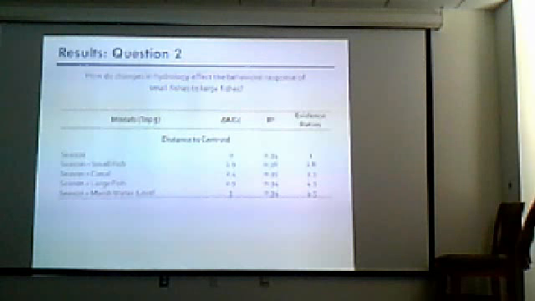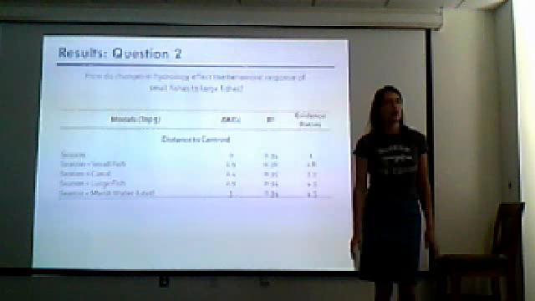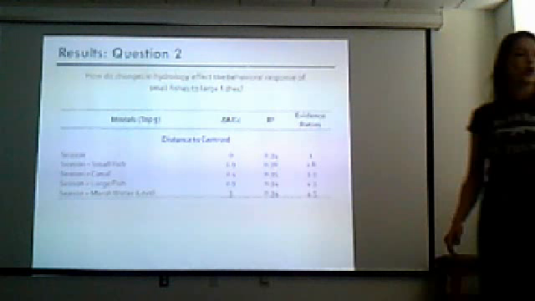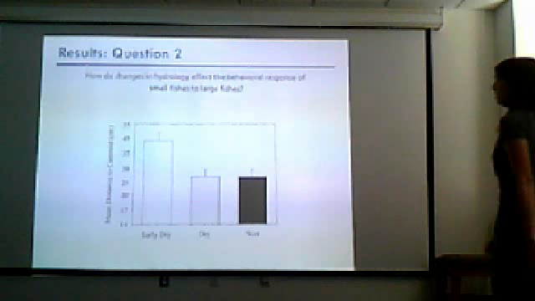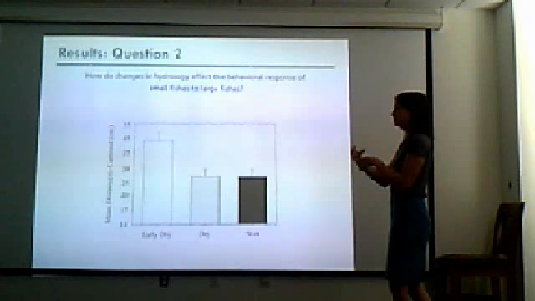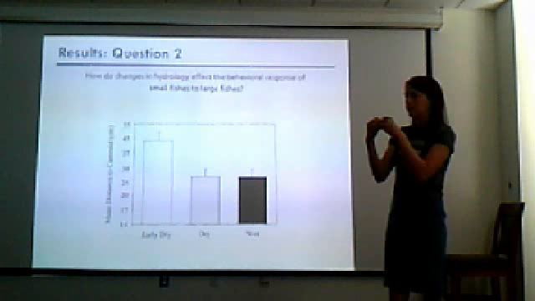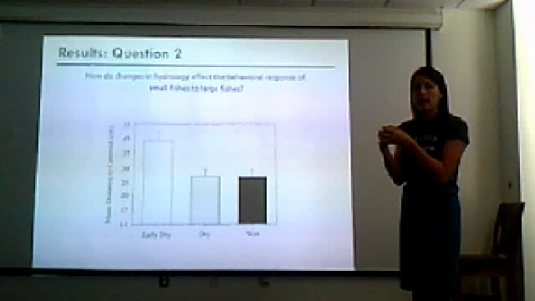And lastly, looking at the distance to centroid, none of these models had great R-squared values, they're all low, so interpret cautiously. But if we go with the season model as the best model, we see there's some evidence that a decrease in the distance to centroid occurs from the early dry to dry season. So that's indicative of the fish becoming closer to their center, becoming more compact in shape.